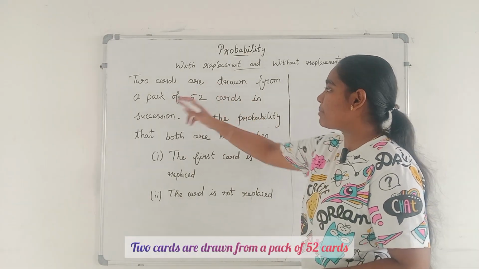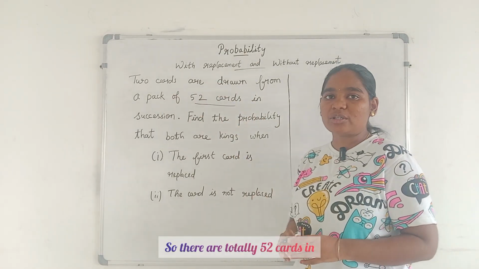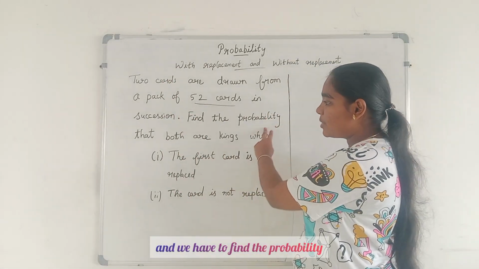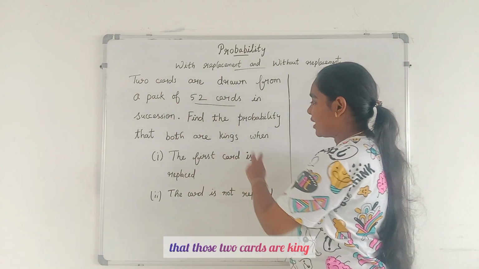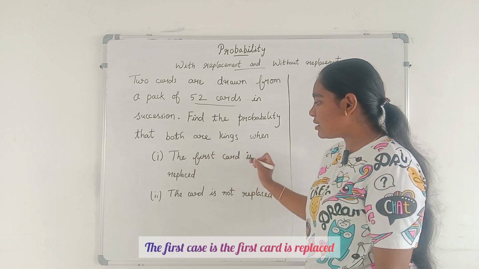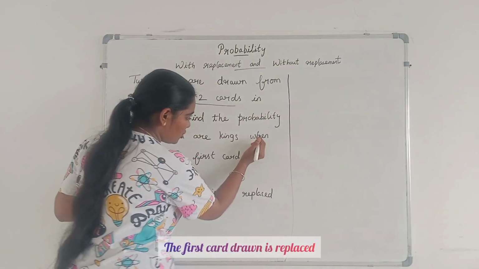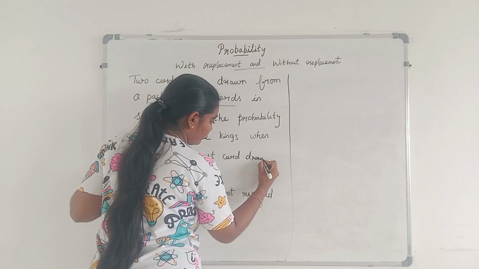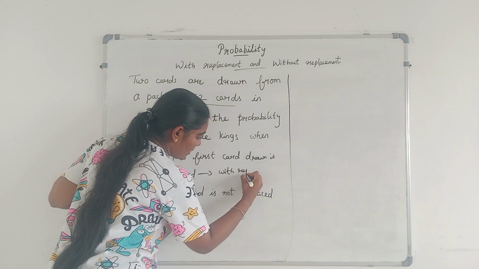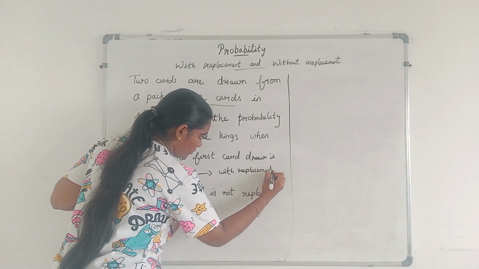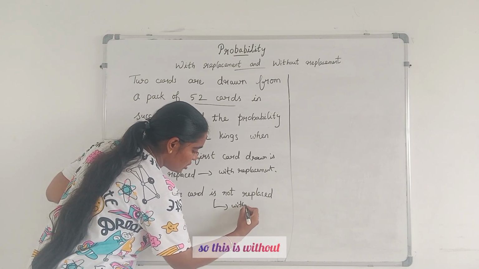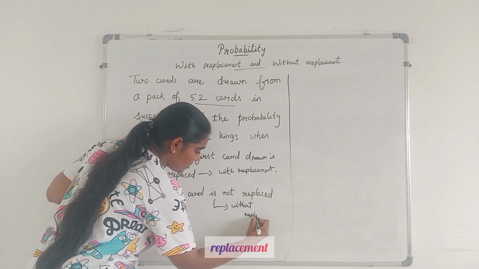Two cards are drawn from a pack of 52 cards. So there are totally 52 cards. In that, we are taking out 2 cards and we have to find the probability that both cards are kings. There are 2 cases given. The first case is the first card drawn is replaced. That is, this case is with replacement. The second case is the card is not replaced. So this is without replacement.